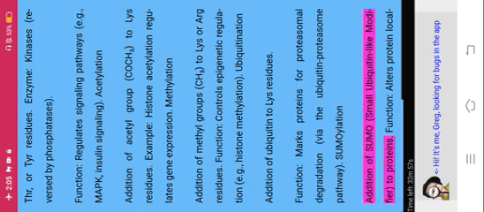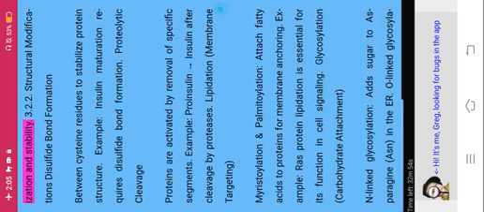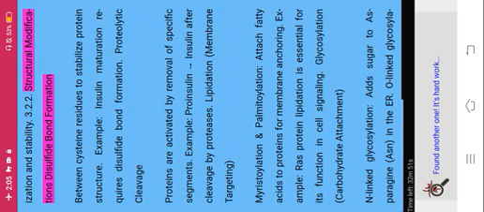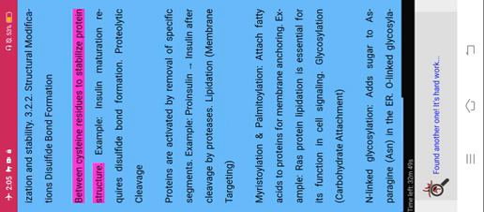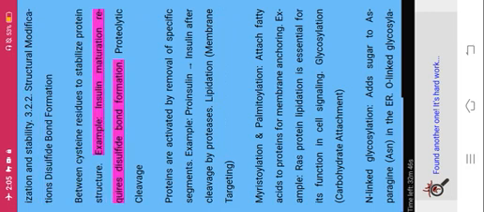SUMOylation. Addition of SUMO, small ubiquitin-like modifier, to proteins. Function: alters protein localization and stability. 3.2.2. Structural modifications: disulfide bond formation between cysteine residues to stabilize protein structure. Example: insulin maturation requires disulfide bond formation.